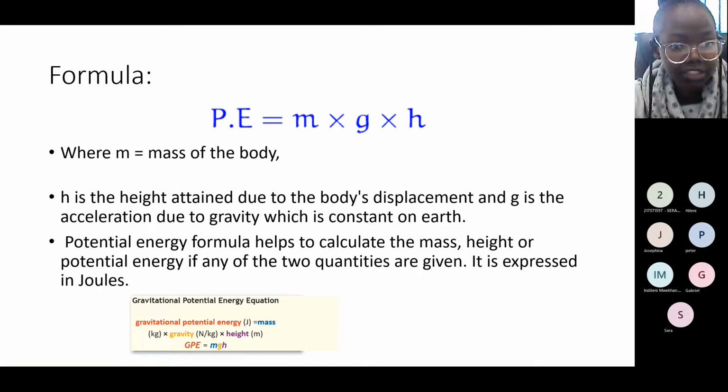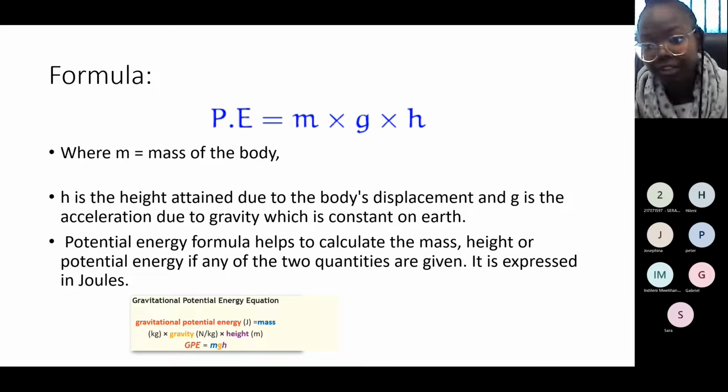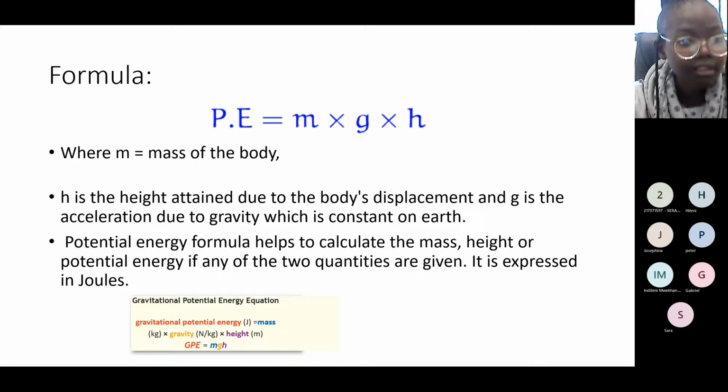So the formula for potential energy is mass times gravity times the height, which is the displacement. As you can see here, the mass is given in kilograms, the g for gravity is given in newtons per kilogram, and the height in meters. So you have to be very careful with the unit convention.